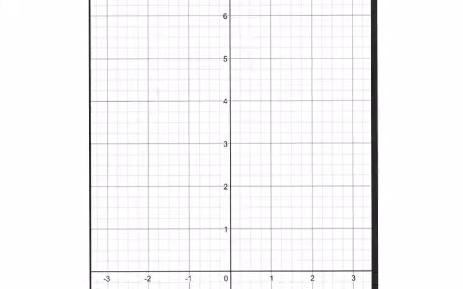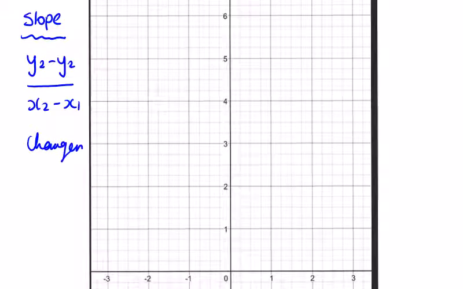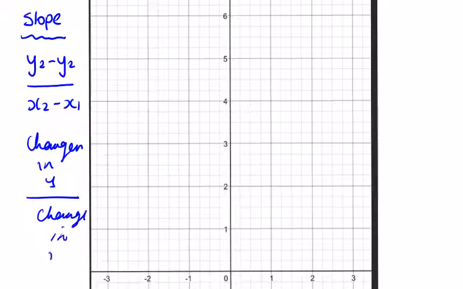So in this video, we're just going to look at slope and finding the slope of a line, and two ways to do it. The formula for slope, y2 minus y1 over x2 minus x1, is the change in y divided by the change in x.